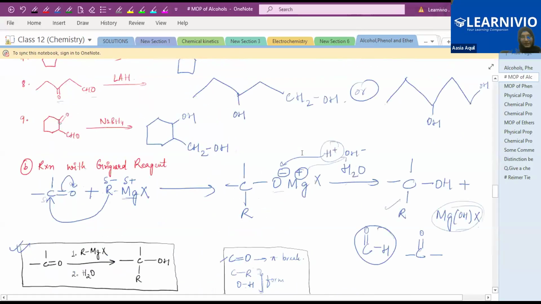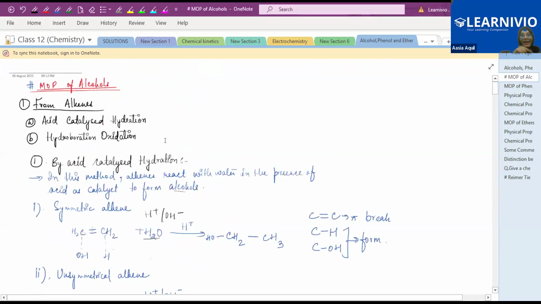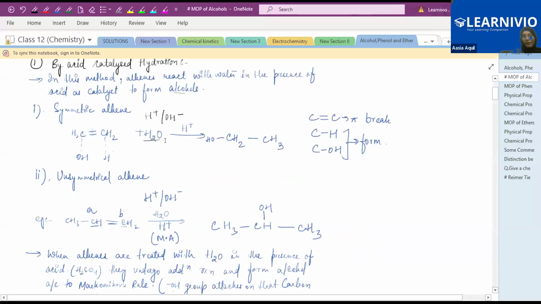Okay, let's see a quick review. The first, what did we see? First method of preparation was from the alkene. So in the alkenes, we have done the acid catalyzed hydration. Acid catalyzed hydration is when you use the acid as a catalyst, to form the alcohol. And in this, for the unsymmetrical type of alkene, you have to follow the Markovnikov addition rule.